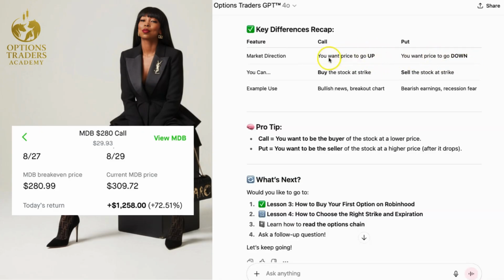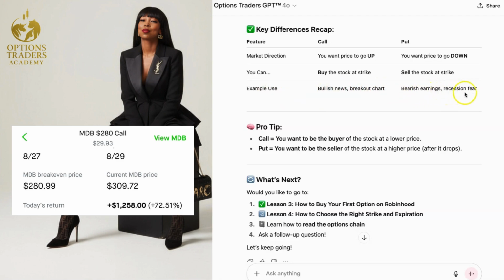If it's a put. If it's a call, you want it to go up. If it's a put, you want it to go down. Simple as that. You can, for a call, buy the stock at strike. For a put, sell the stock at strike. Example use: bullish news, breakout chart.